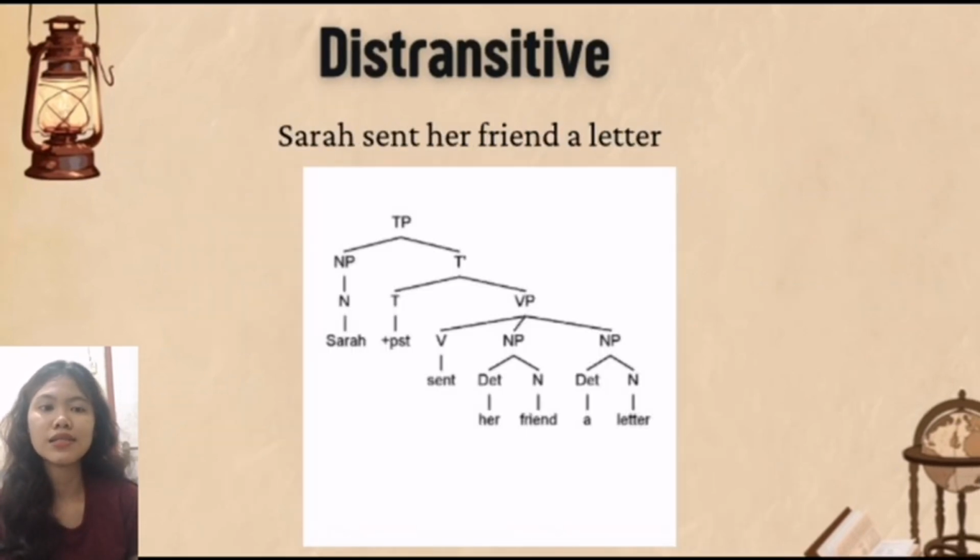The sentence is analyzed as a TP with an NP and a VP. The subject NP is Sarah. Inside the VP, the verb sent is followed by two noun phrases. The NP her friend functions as the indirect object, and the NP a letter functions as the direct object. The presence of two object NPs inside the VP shows that sent is a ditransitive verb.